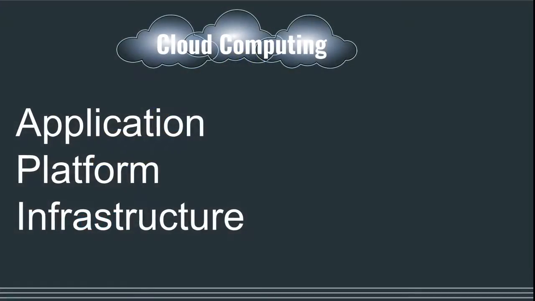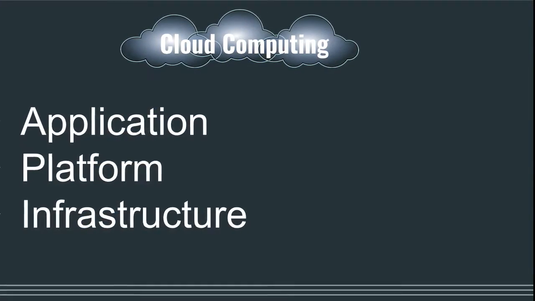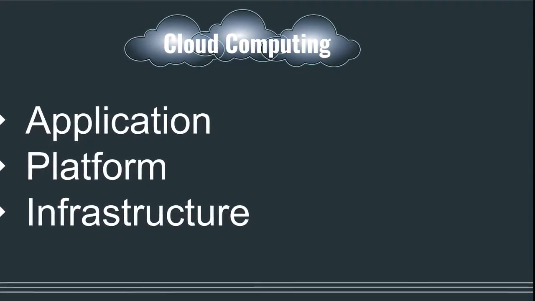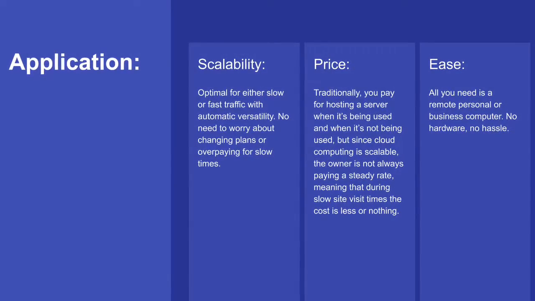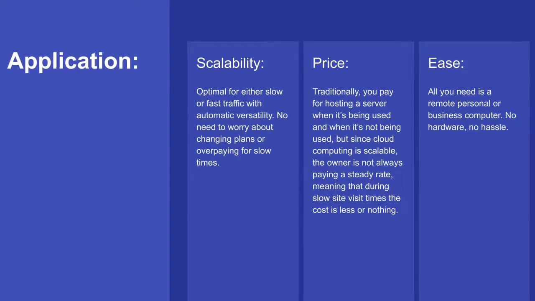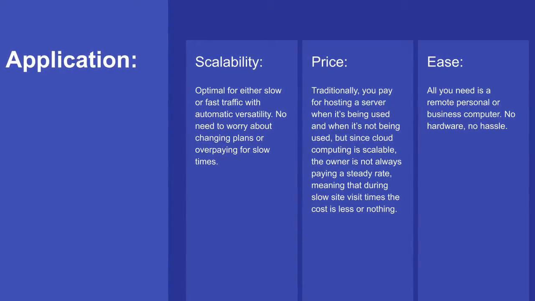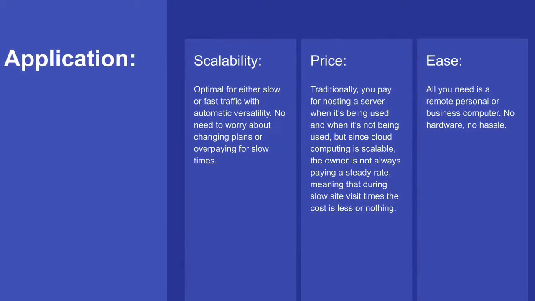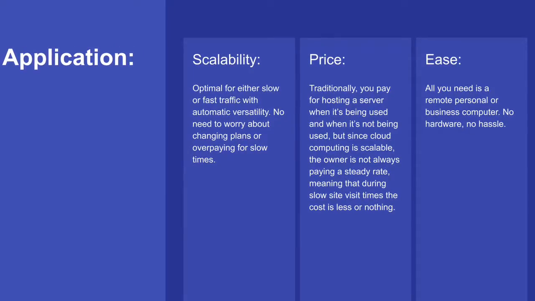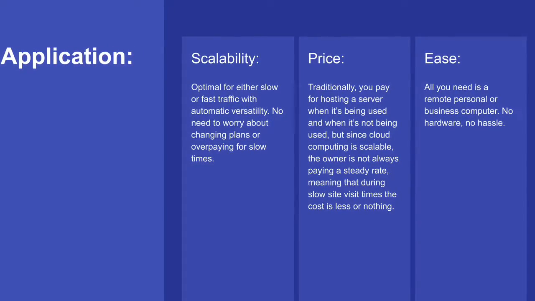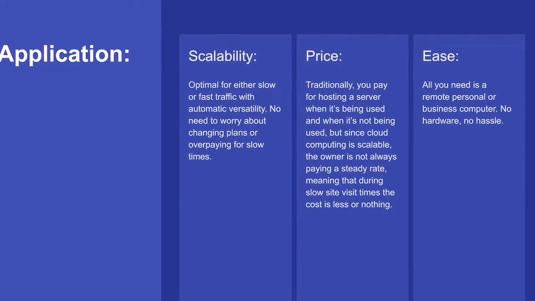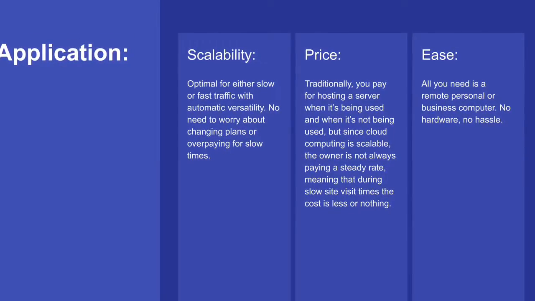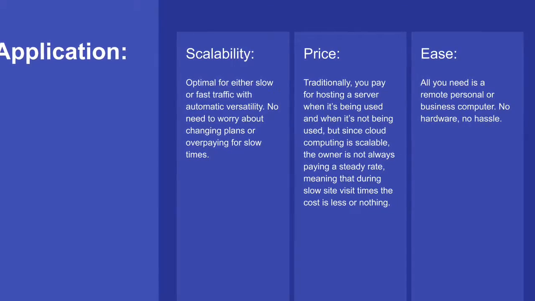So there's three main components to cloud computing: the application, the platform, and its infrastructure. Let's start with the application. Cloud computing is very efficient because of its scalability. It's optimal for either slow or fast traffic with basically automatic versatility. There's no need to worry about angry customers online when you need a lot of data because it automatically scales up the power.